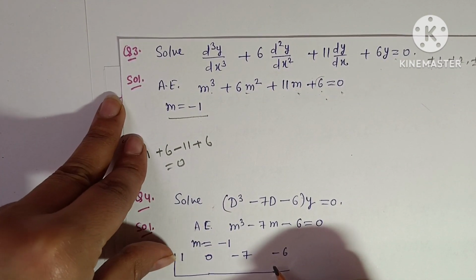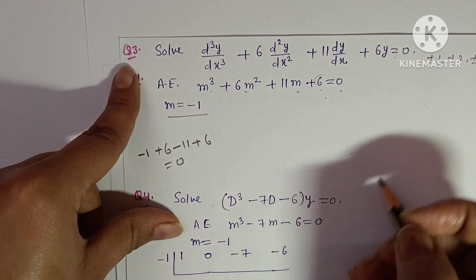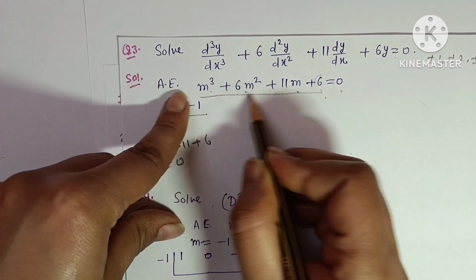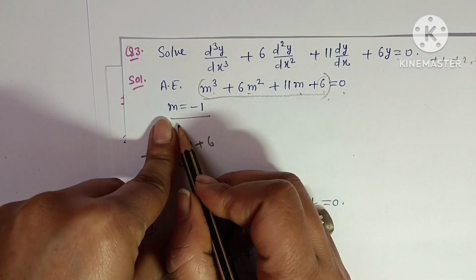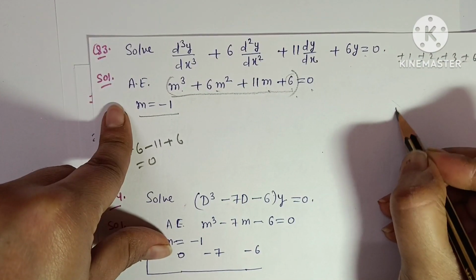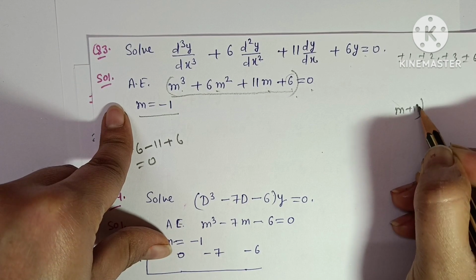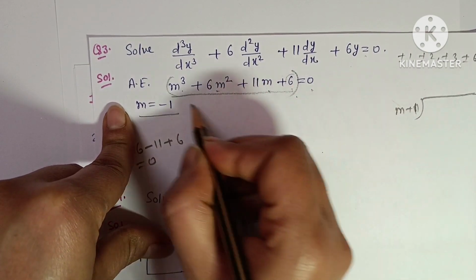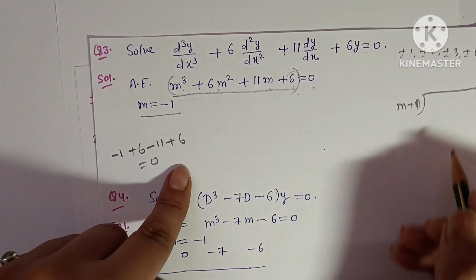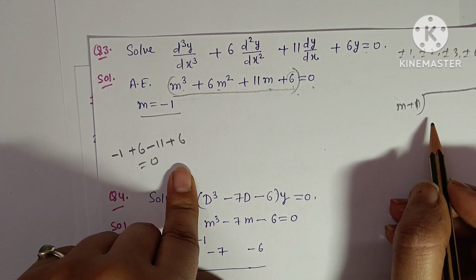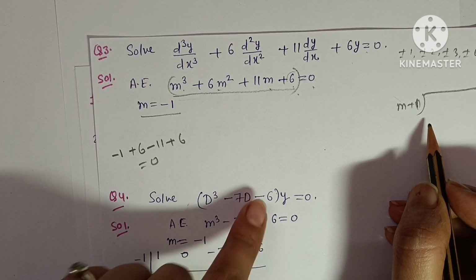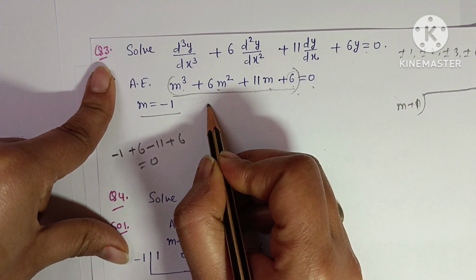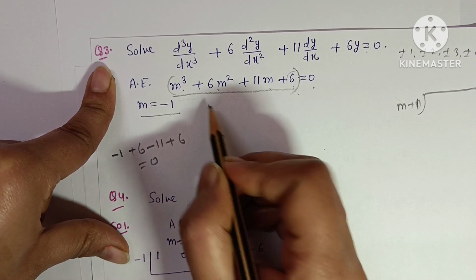So one option is that you can divide this cubic polynomial by m plus 1. This is one way, you can divide by the factor m plus 1, but I don't like this method. This is a very long method. I have a short method for that, so I hope you will understand it. I am going to explain that method, and it is called synthetic division.